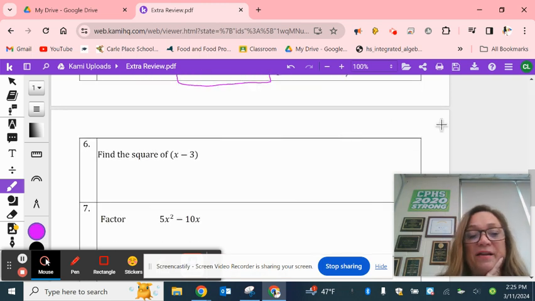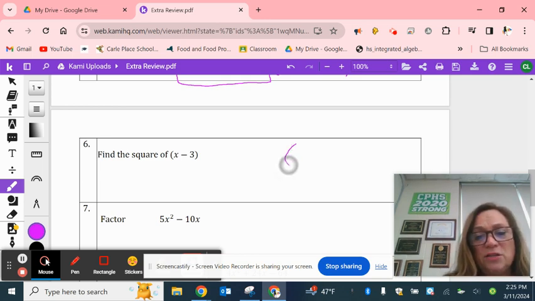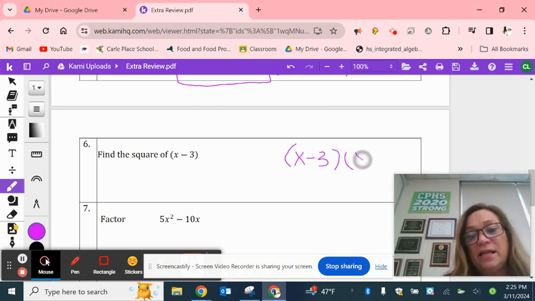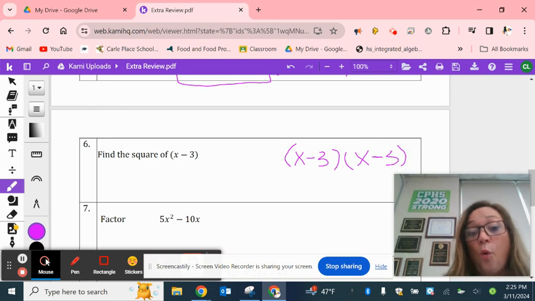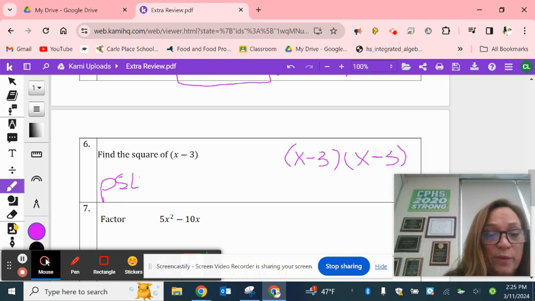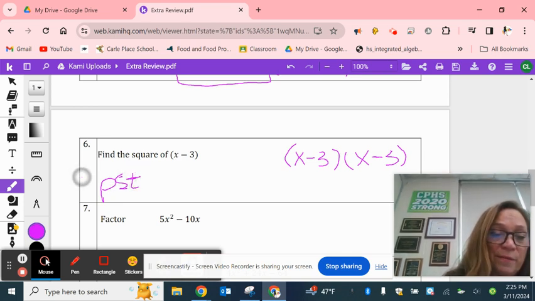Find the square of x minus 3. So that's basically telling me to multiply x minus 3 times x minus 3. So you can write it out, x minus 3 times x minus 3, and do your work that way. Or the answer's going to be, gotta love it, a perfect square trinomial. So you can also remember patterns, remember things.